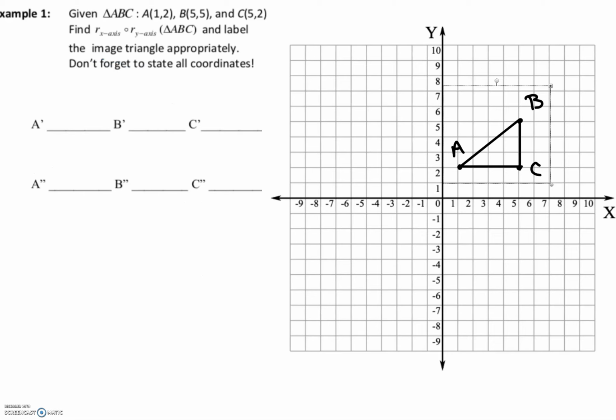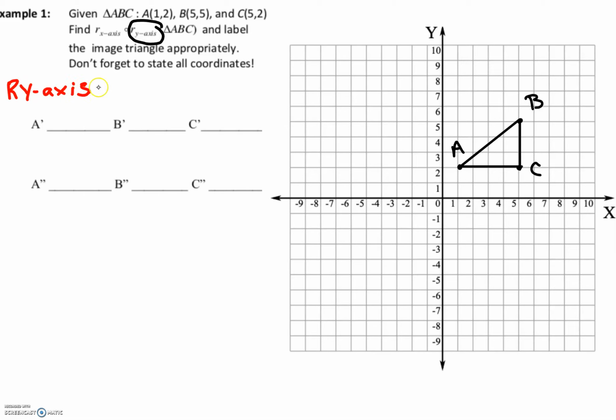So given triangle ABC, which I've already given to you and drawn at the right, find the composition of transformation of a reflection over the x-axis and y-axis and label the image appropriately. Do not forget to state all the coordinates. So the first transformation we're doing, again, because it's read right to left, the first one is the reflection over the y-axis.